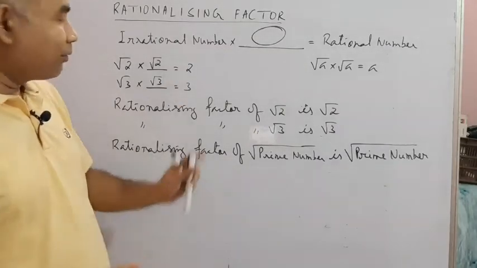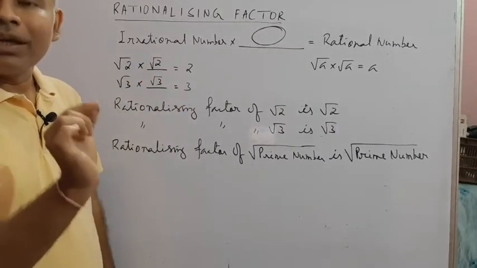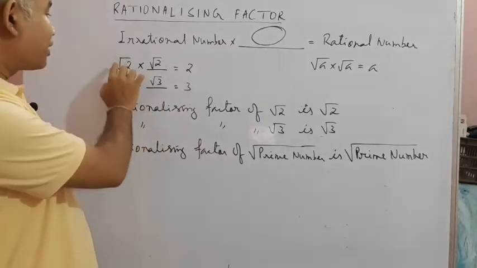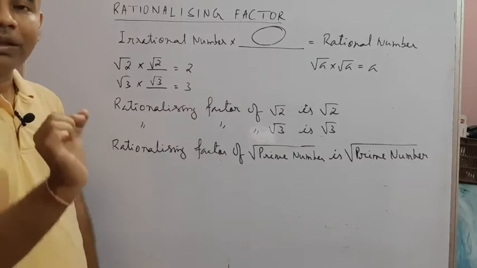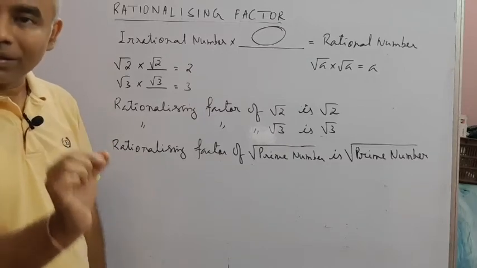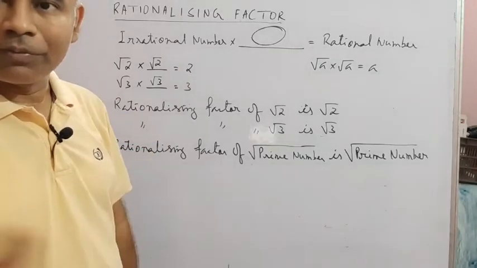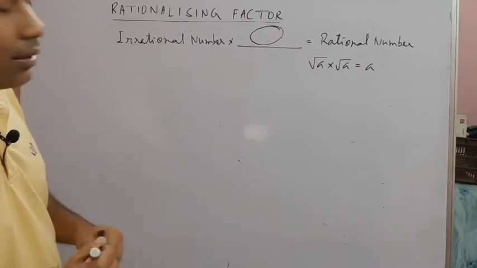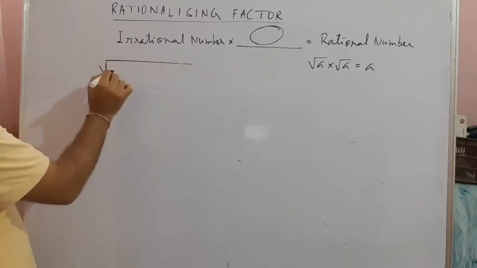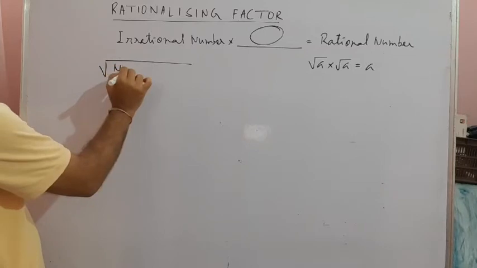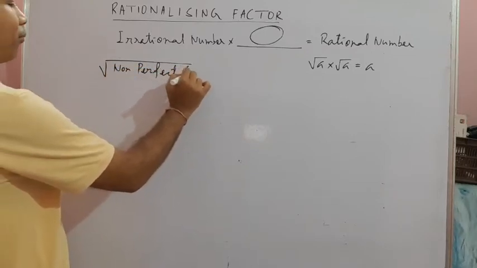Now, if our number is not prime, it may also be irrational. Whichever number is under the root sign, if it is not prime, it may still be irrational. So let us take some examples of that type now. Suppose the square root of a number is given which is a non-perfect composite number.